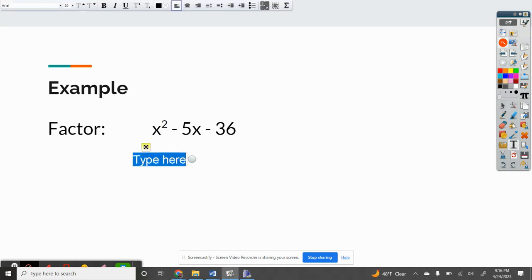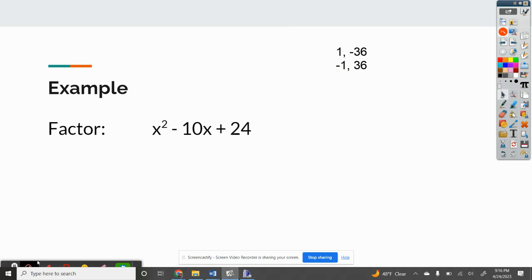For the negatives, you could have been taught the negatives in many different ways. First way is doing it, I guess you could say, the long way, writing out all of the factors. So anything that multiplies to negative 36: 1 and negative 36, or negative 1 and positive 36. So for each set of factors, you have two of them where each number is negative. It takes forever to write all these out.